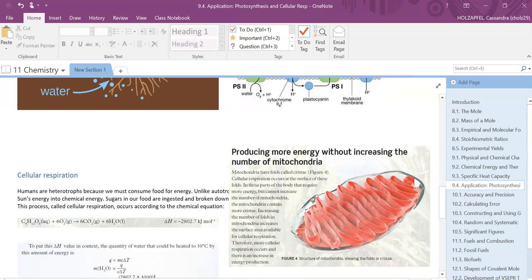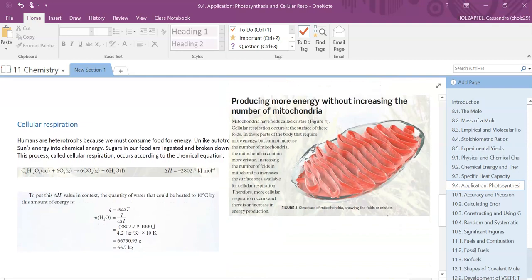All right. Now, speaking about cellular respiration, it's the exact same reaction as photosynthesis, it's just happening in reverse. And so the change in enthalpy is actually the exact same value, it's just in the negatives now. And again, it's a huge amount of energy that is being produced.